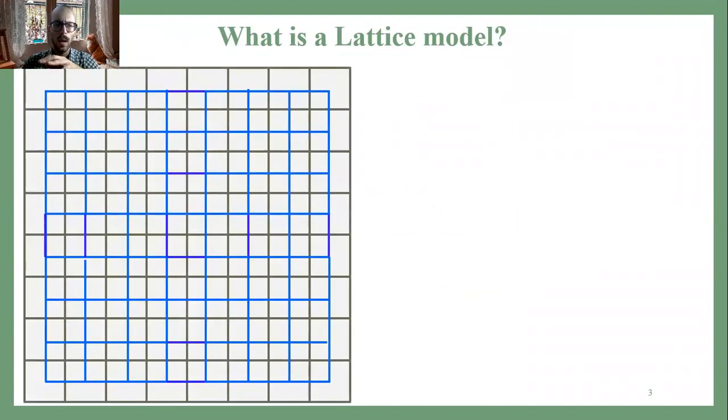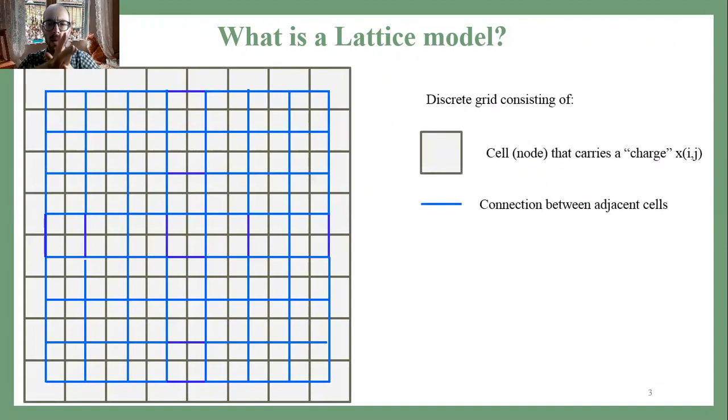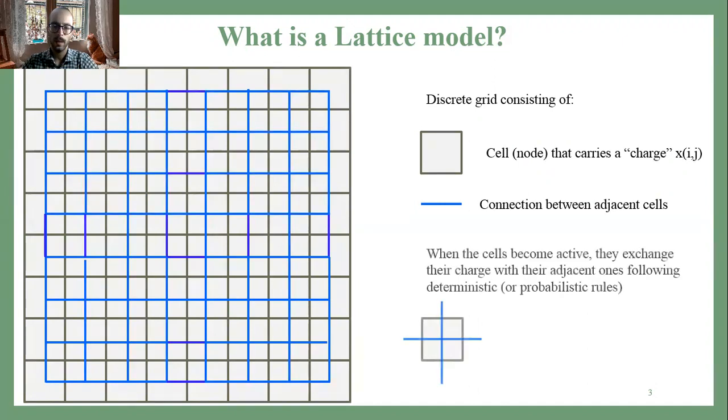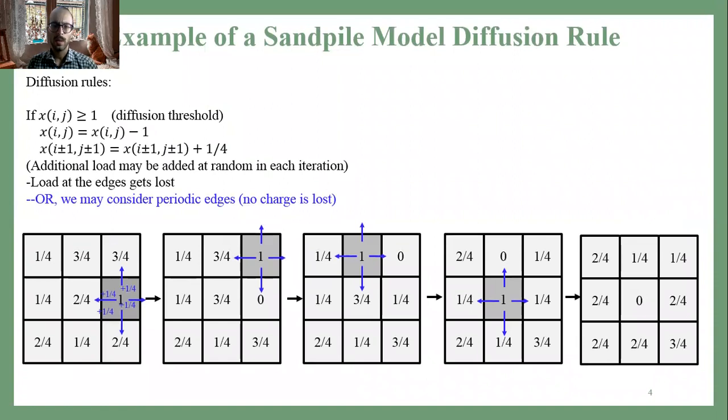A lattice actually consists of a discrete grid, and this grid consists of individual nodes or cells, as we say, and each one carries a specific charge. They are all connected to their adjacent cells, and inside this system, when a cell becomes active, they exchange their charge with their adjacent cells following a specific deterministic or in some cases probabilistic rule. For example, in sand pile models, we set a sort of diffusion threshold, and if a charge in a specific cell goes above this threshold, its charge gets diffused into its adjacent cells.